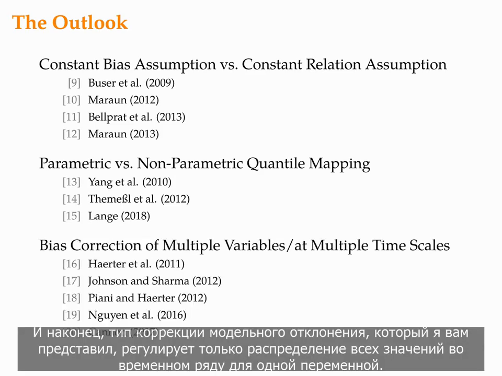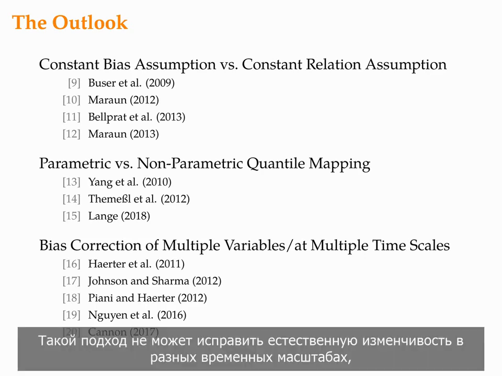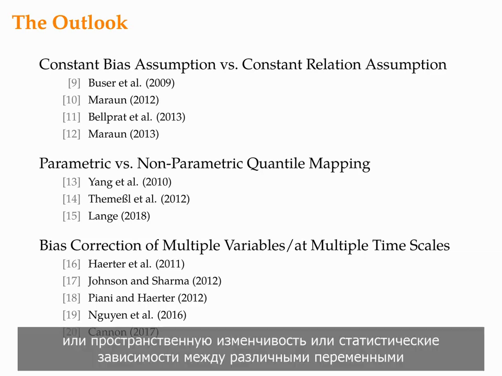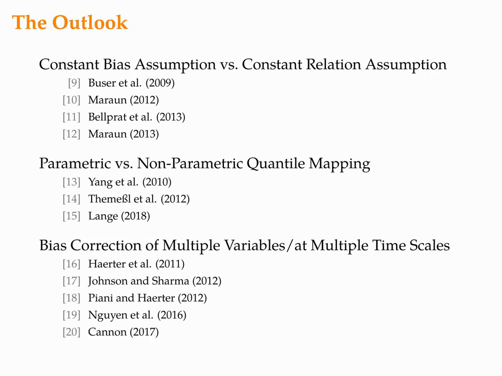And finally, the kind of bias correction I introduced you to only adjusts the distribution of all values in a time series for one variable. Such an approach cannot correct natural variability at different timescales, or spatial variability, or statistical dependencies between different variables. For approaches that deal with these aspects of bias correction, I recommend you to take a look at the following 5 papers.